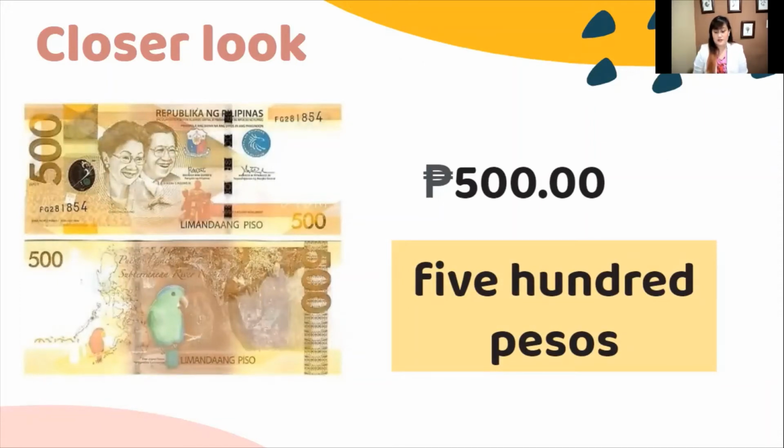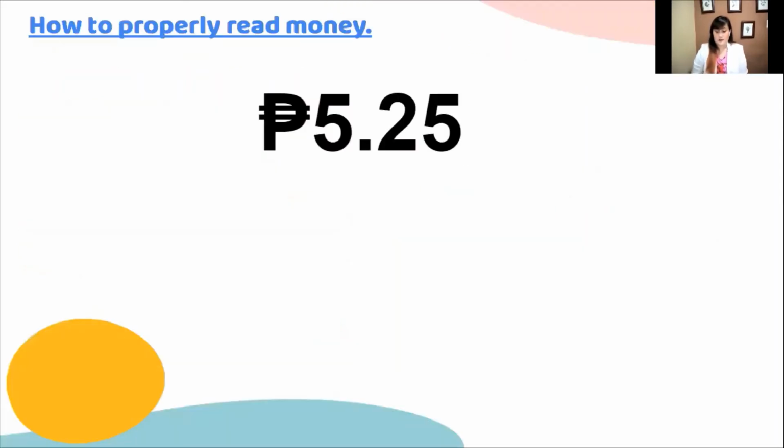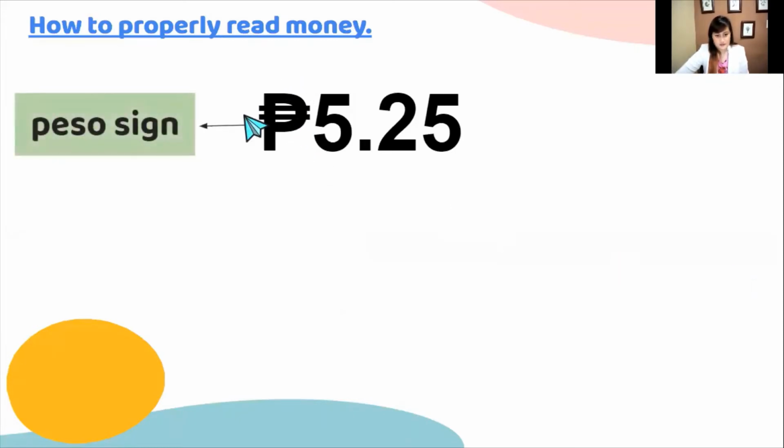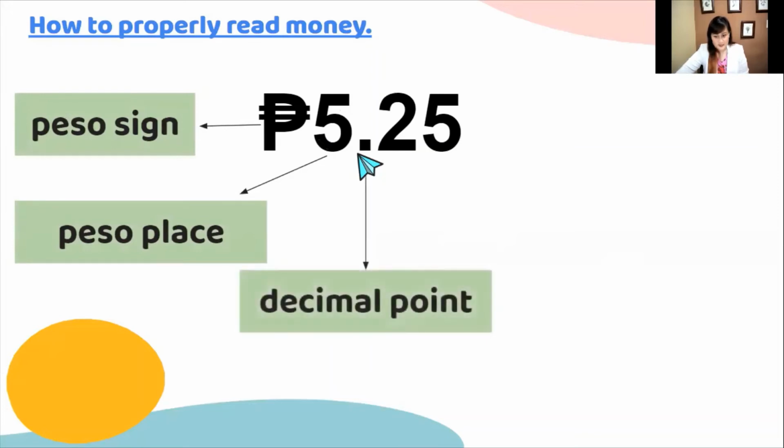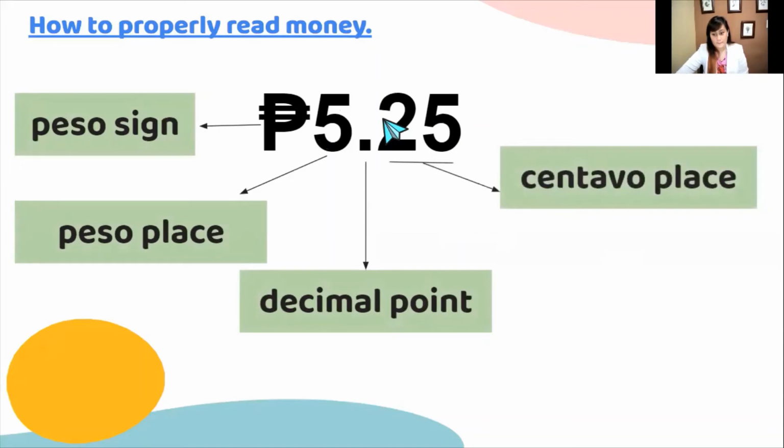Now, it is time for us to learn how to properly read the Philippine money. But of course, before we can read the money, we have to know what are the parts that we have to identify. So let me tell you, the parts is the peso sign over here. This is the peso place. And as you can see here, this is the decimal point. And over here is the centavo place. And we read this as 5 pesos and 25 centavos.